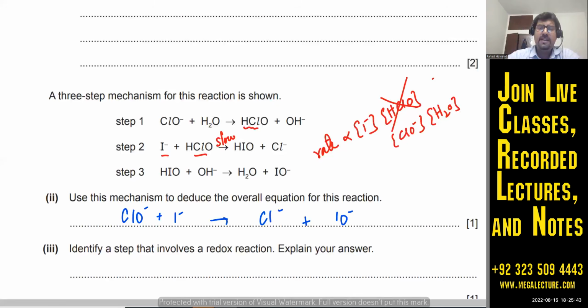Okay, so you have to remove the intermediates. I'm assuming the mechanism is given, and I'm assuming that the slow step is already written over here. That means the rate depends on this and this. And HClO is the intermediate, so HClO itself depends on these two things. So I'm going to cut out HClO and replace it with ClO minus one and H2O. So the rate, in fact, actually depends on these two things.